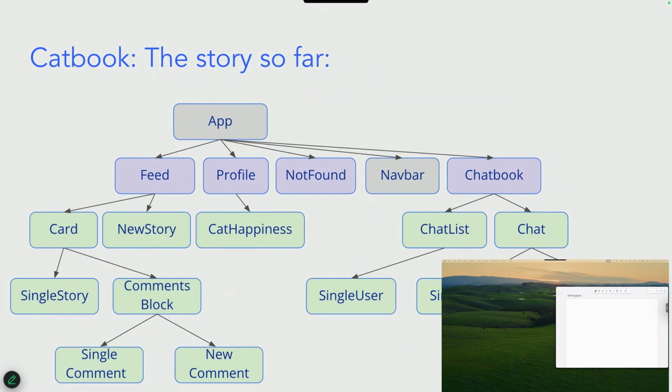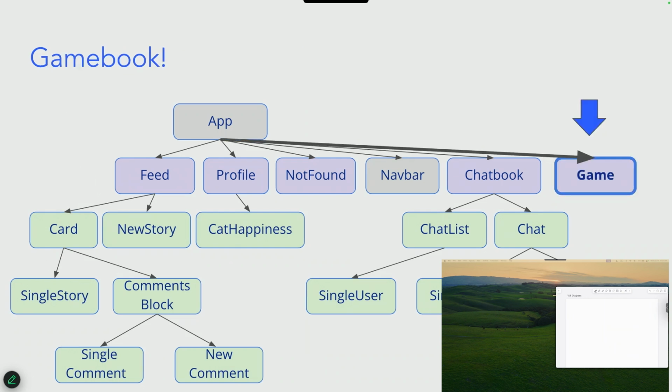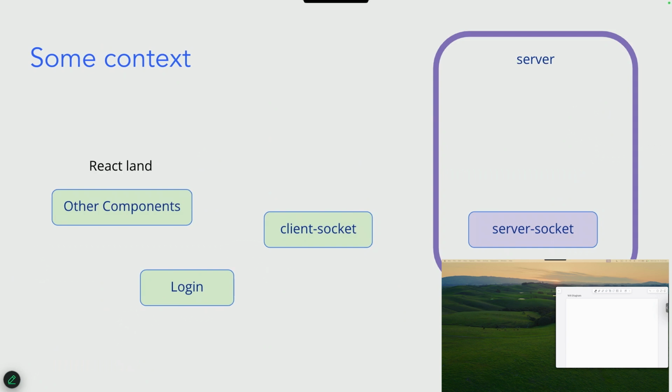So we've developed all of this stuff for Catbook so far. This is all of our React components. We have our app. We have all the different pages in our app. And then we have all our various components. In the space of the React design, we will not be adding very much. We'll only have one new page, which will be the game page. And that will hold all of our game stuff. But behind the scenes, there is a lot more going on. So just a little bit of context.